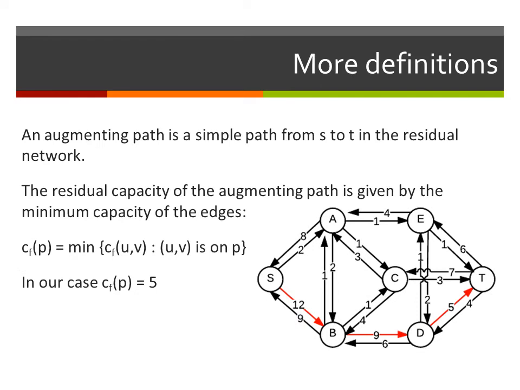An augmenting path is any simple path from the source to the sink in the residual network. The residual capacity is given by the minimum capacity of the edges of the augmenting path. In our example, the residual capacity is equal to the capacity of the third edge, which is 5.